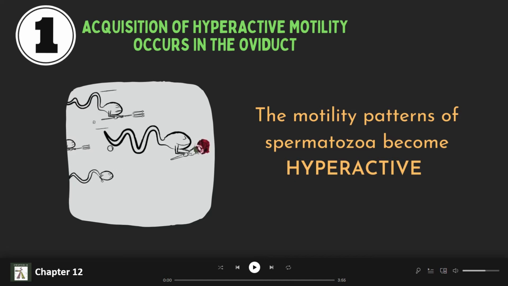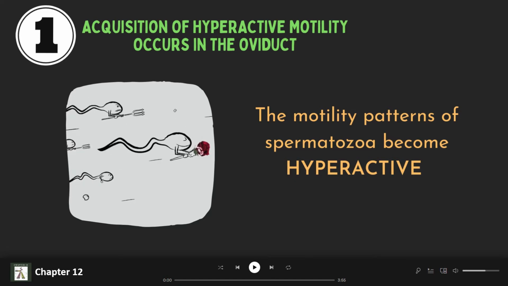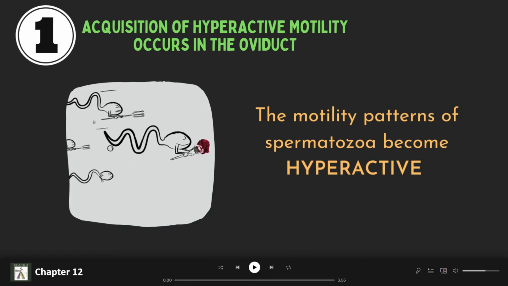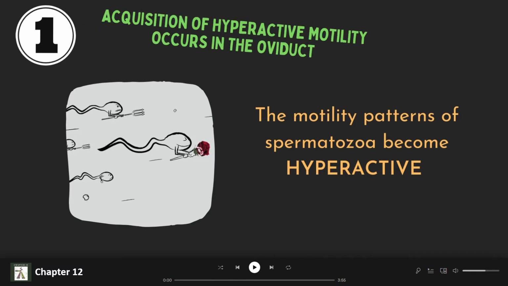Firstly, as capacitation is completed, the motility patterns of spermatozoa in the oviduct become hyperactive. The sperm swim like an Olympic swimmer, or they swim in a frenzied or dancing manner.